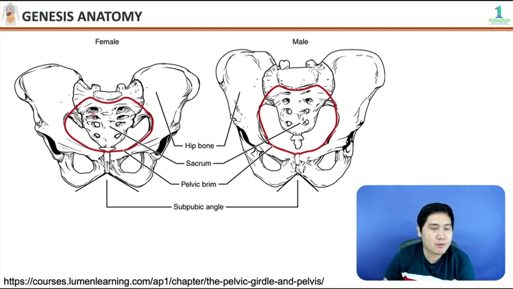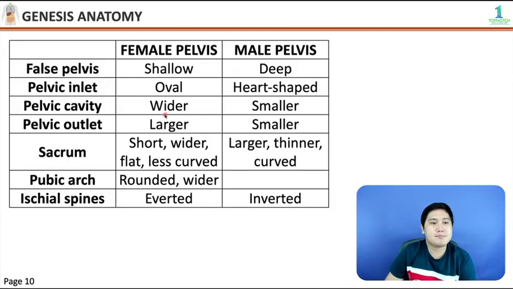In the past 4 years ata of board exams: how to differentiate the male and female pelvis. Okay? So this has a table. Okay? Your false pelvis in female is shallow. Okay? The inlet is oval. While in males, the false pelvis is deep and heart-shaped ang inlet.